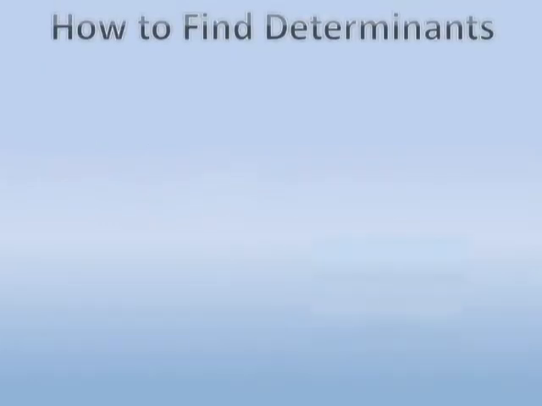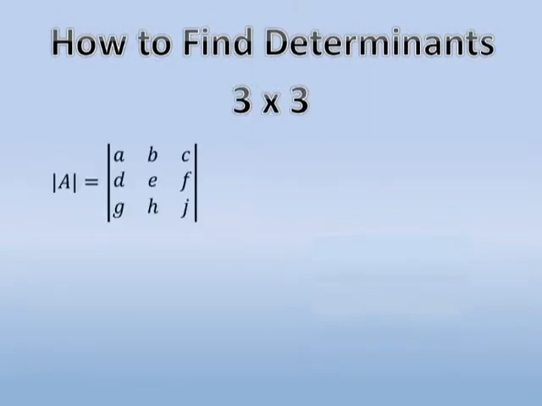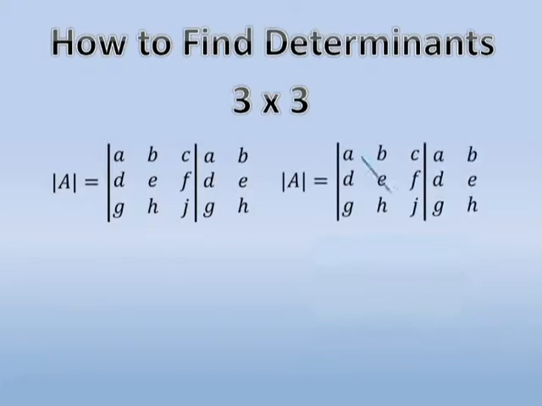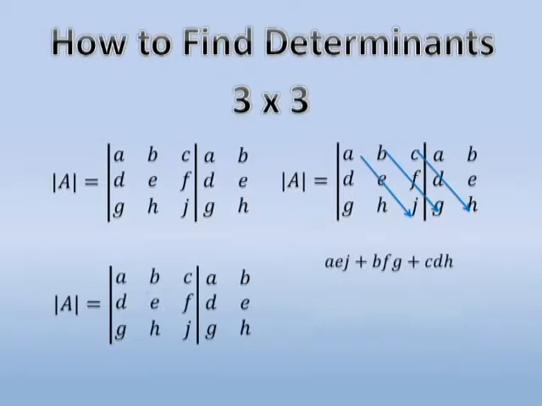Another way to find a 3-by-3 determinant is to copy the first and second column to the right of the determinant. Starting with A, multiply the diagonals and add the products. Then starting with G, multiply the diagonals and add the products. Subtract the two numbers and the result is the determinant.